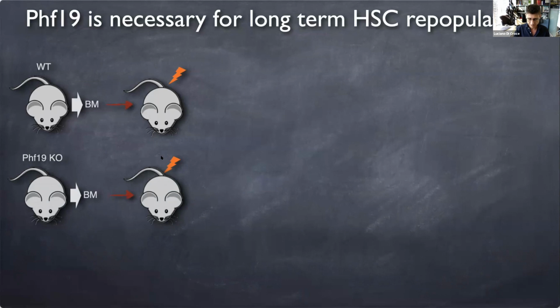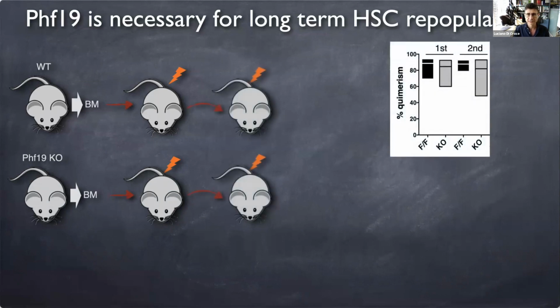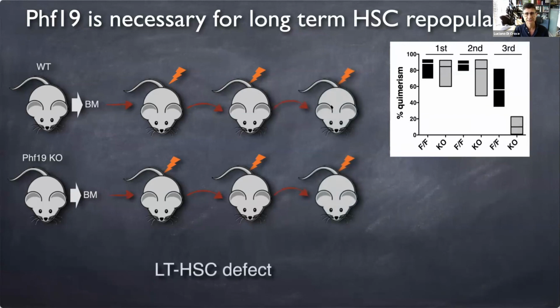So we performed this experiment, and we see no difference between control, which is called flox here, and knockout animals. Then you can push the system and retransplant again in order to push the system. And again, we don't see any difference. So basically, there is no significant difference between flox and knockout animals. But when we perform the third transplantation, all animals which received the bone marrow lacking PHfI9 were dying.